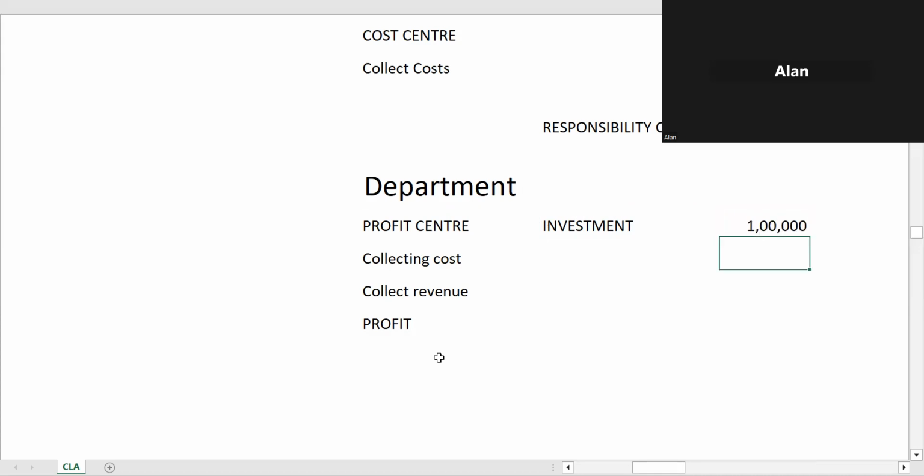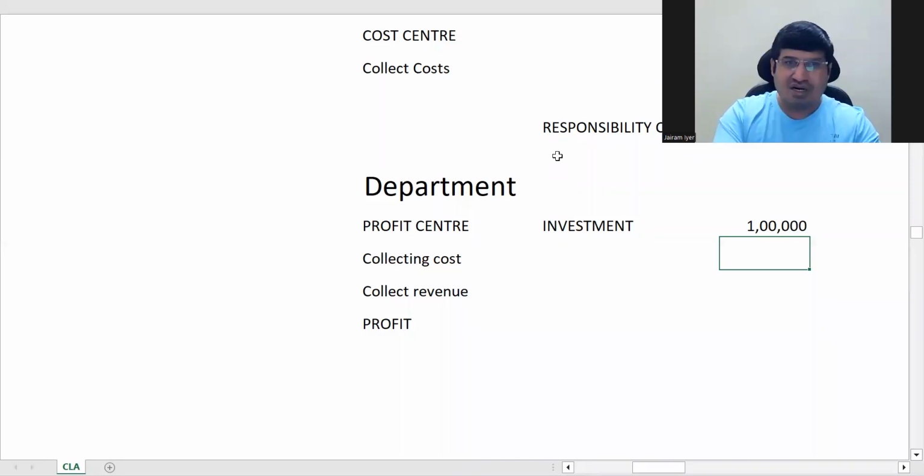You know that you can get a return on capital of, let us say, 10%. So what will be the return on capital on 1 lakh? It will be 10,000.